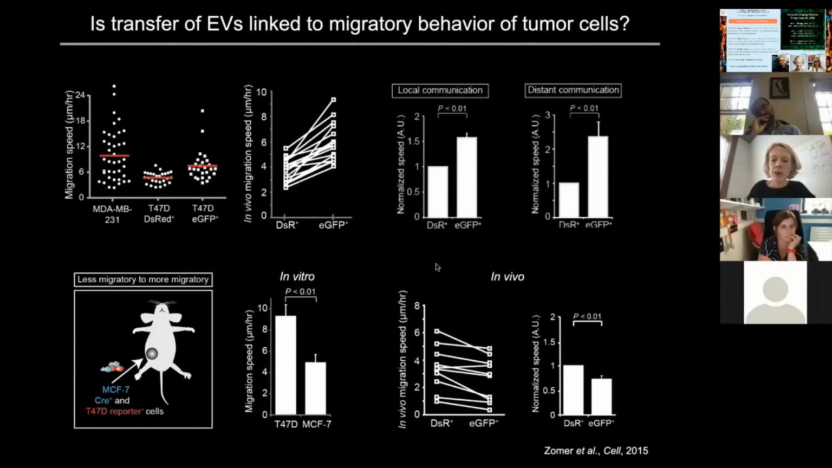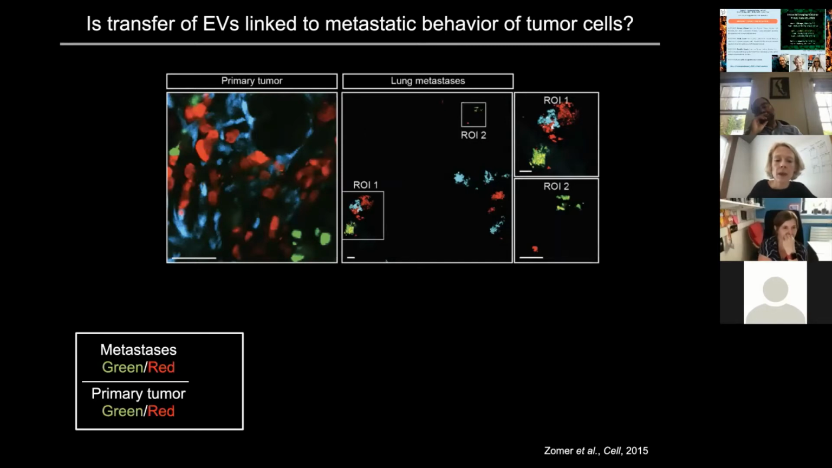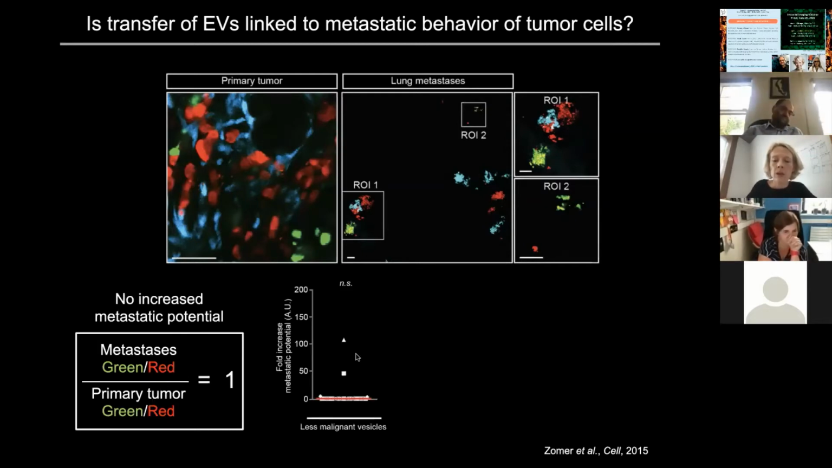Well, since migration in the primary tumor is closely correlated with the capacity to form distant metastases, this is also something that we wanted to investigate. So we quantified the ratio of green over red in the primary tumor and in the lung metastases. And if there was no increase in metastatic potential, you would expect that this ratio equals 1.